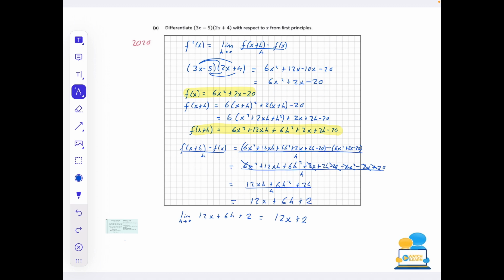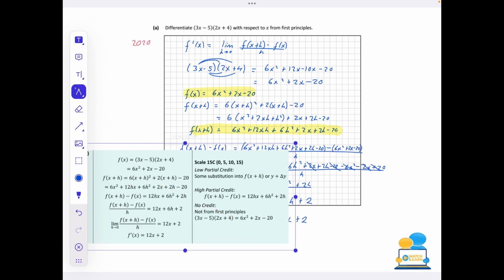That 6h is also going to get really, really small. So our answer is just 12x plus 2, which if I go back up to this here, this is what we were actually differentiating. 12x plus 2 would be your expected answer. Okay, so then we can write f dash x is equal to 12x plus 2.